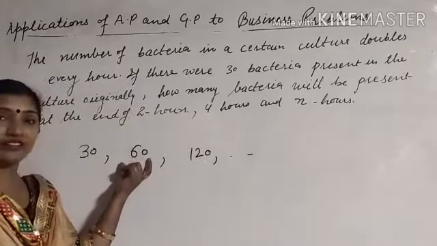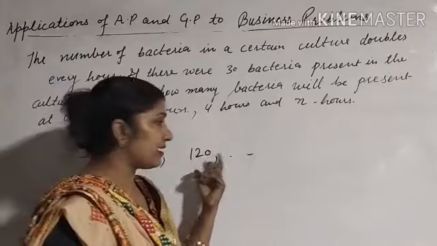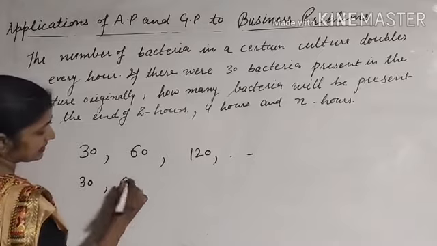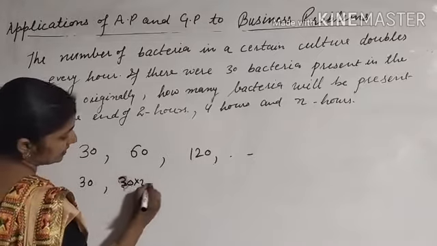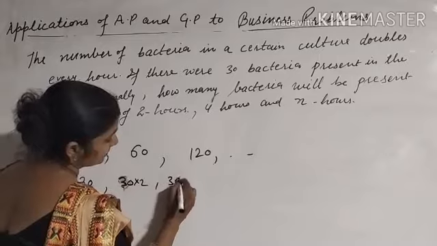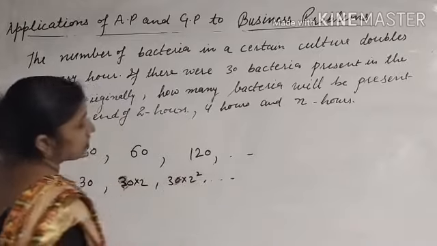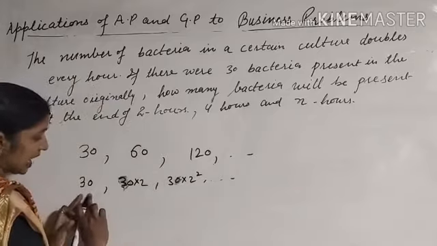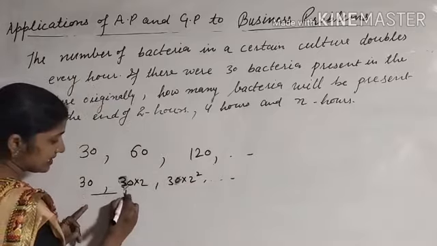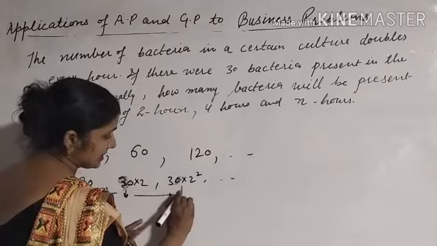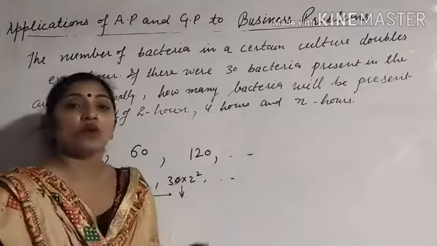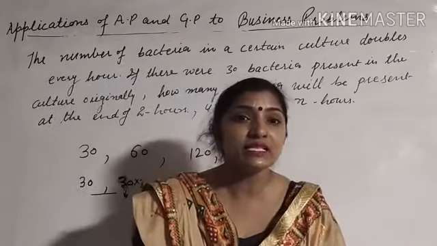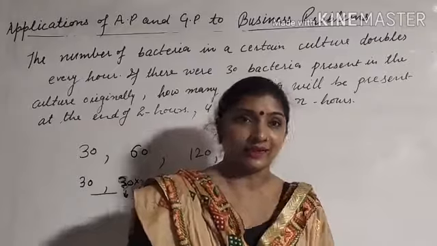This is the bacteria after the first hour. This is the bacteria after the second hour, then after the third hour. So the initial term A is 30, and then 30 into 2, then 30 into 2 square, and so on. So the bacteria after 2 hours is the third term, because after the first hour it is the second term. Then after 2 hours it is the third term. So when we want to calculate the number of bacteria at the end of 2 hours, you have to find the third term.